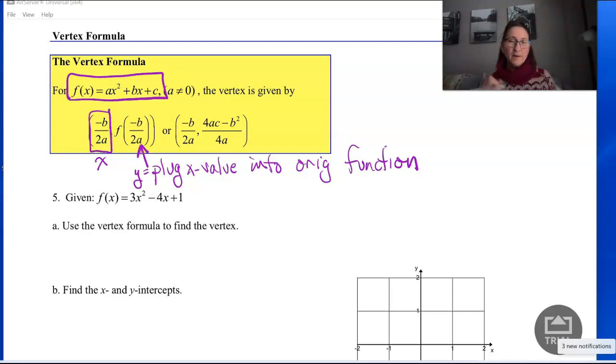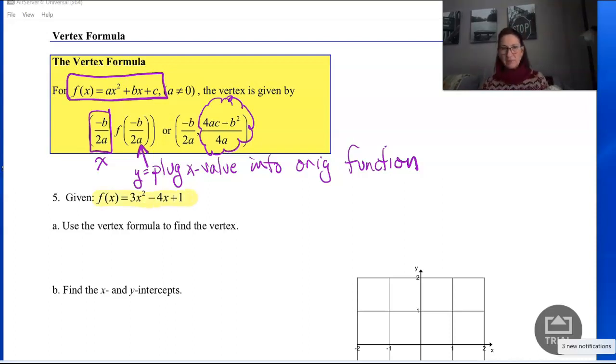You could get fancy and use that formula right there to find the y. You could. Most people make mistakes when they try and use it, so I would recommend it's easier just to plug and chug. All right, so let's give this a whirl. Let's start with this example here.